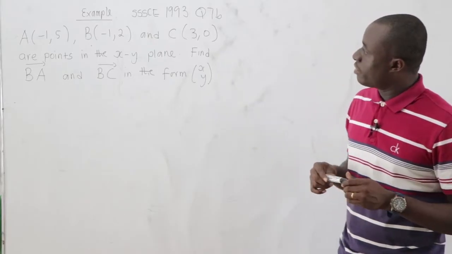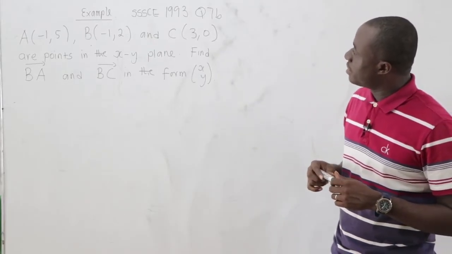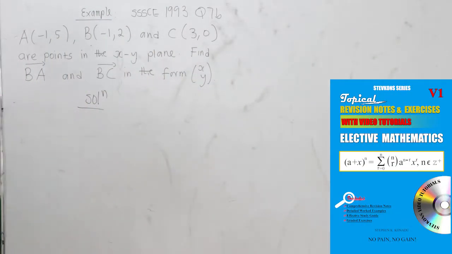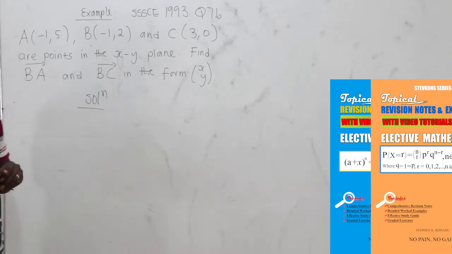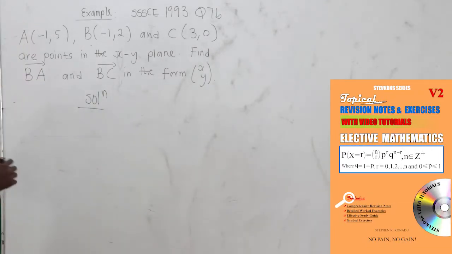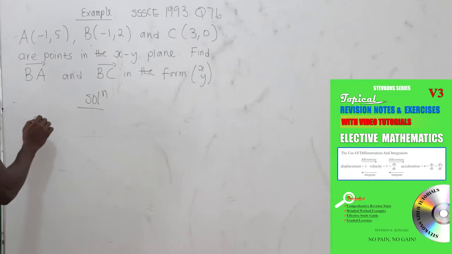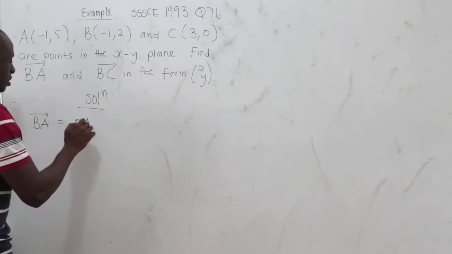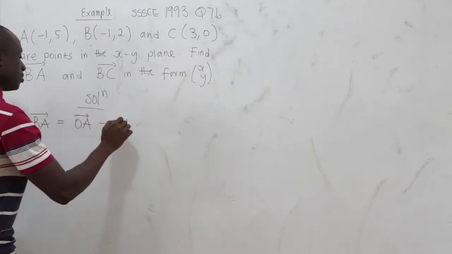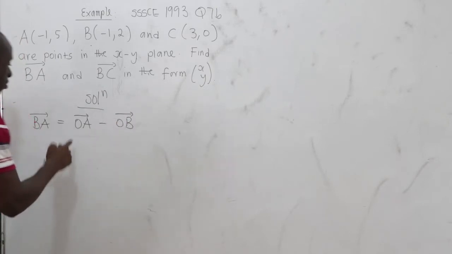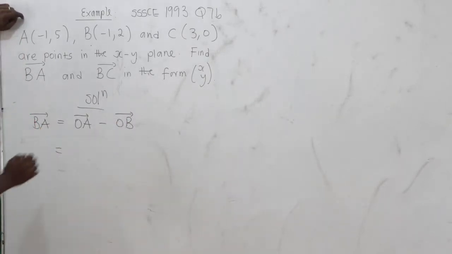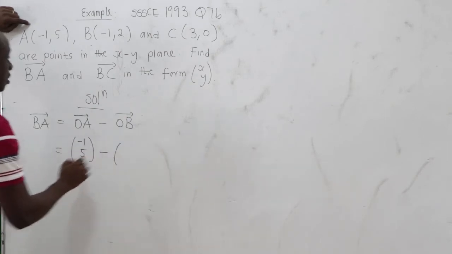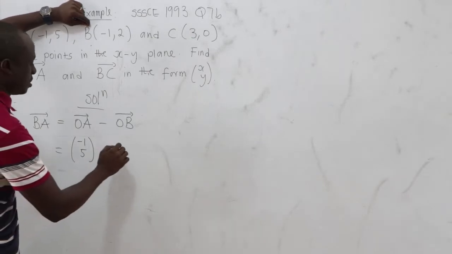Now let's consider this example. This is SSCE 1993, question number 7b. So they've given us the points A, B, and C, and then they want us to find BA and then BC in the form (x, y). Now, BA, from the definition of position vectors, this is the same as what? OA minus OB. Now, OA is the same as the point A, which is the same as what? (-1, 5).